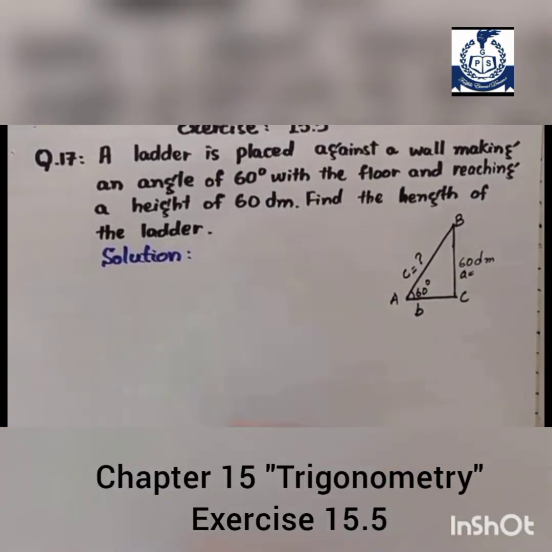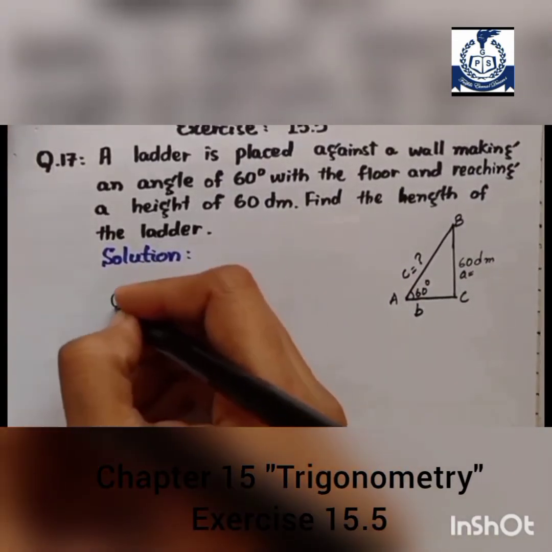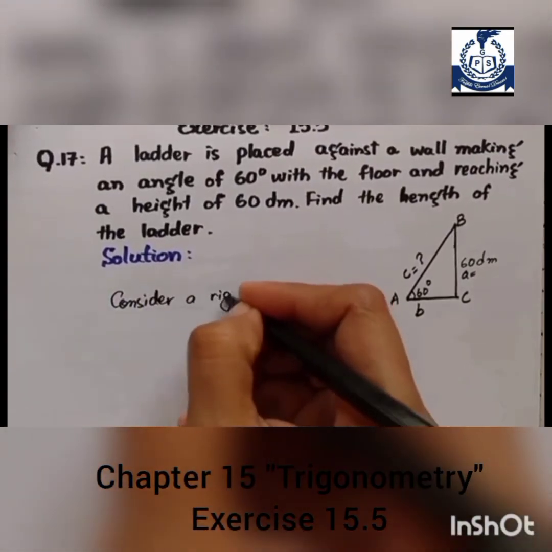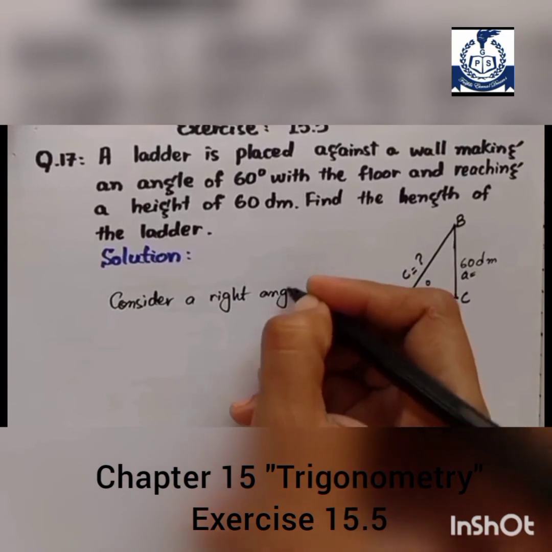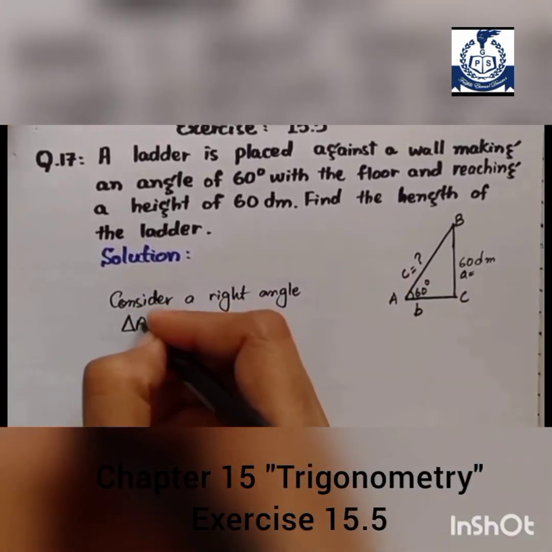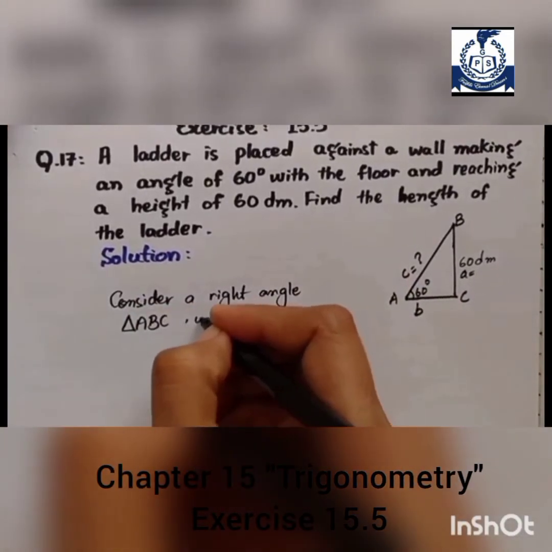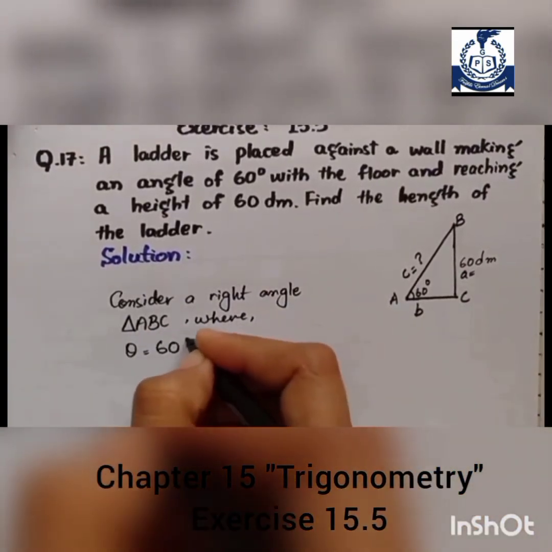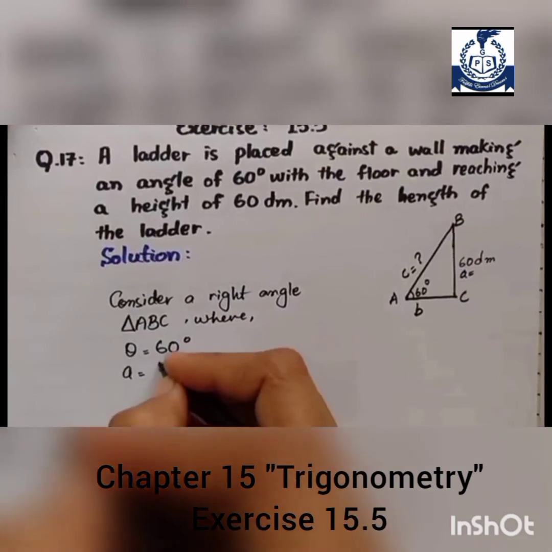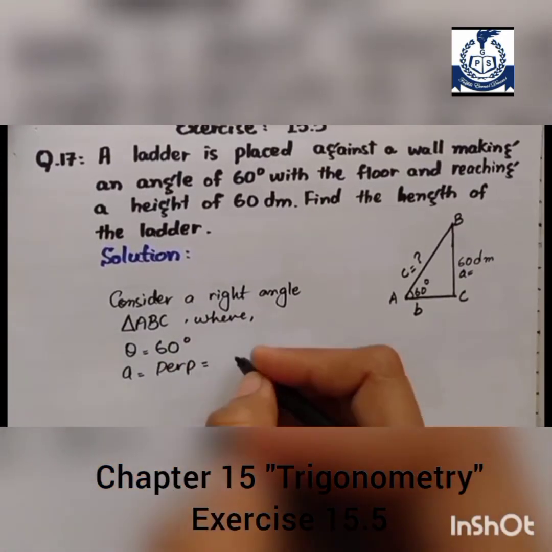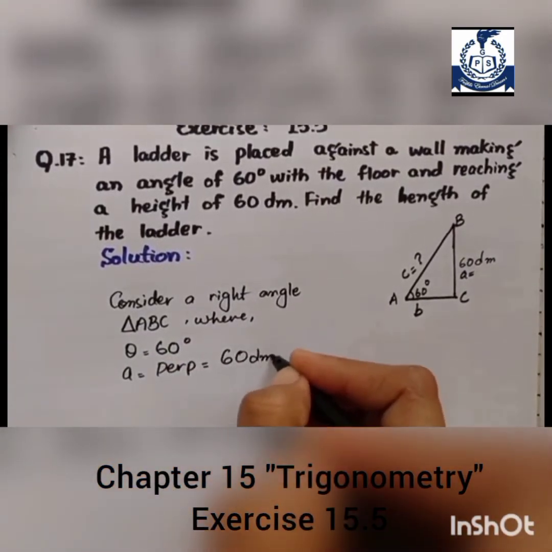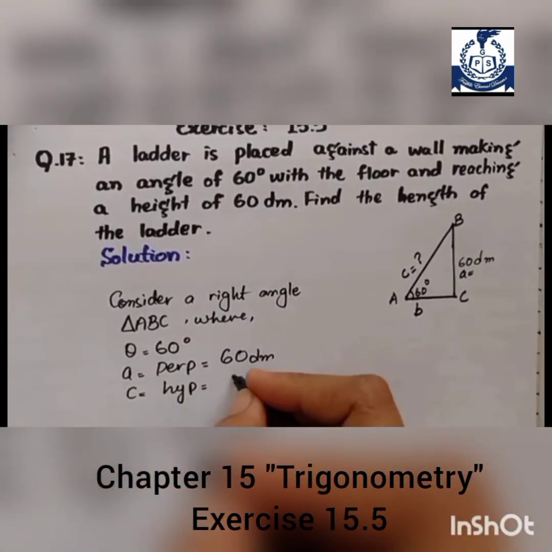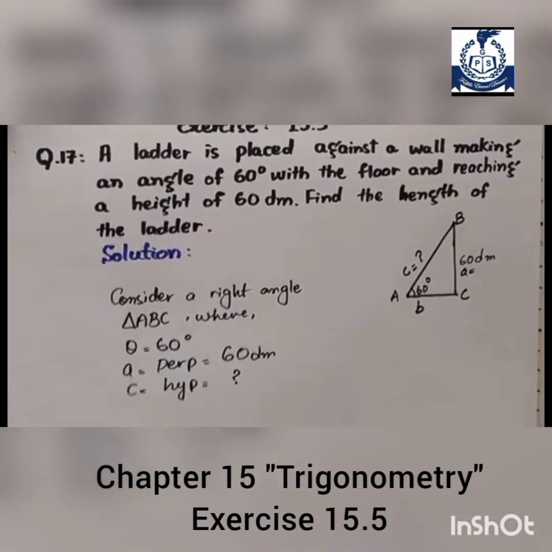So consider a right angle triangle ABC, where we know the theta is equal to 60 degree and A, which is equal to perpendicular, is equal to 60 dm, and we need to find out the hypotenuse value, which is the length of the ladder.